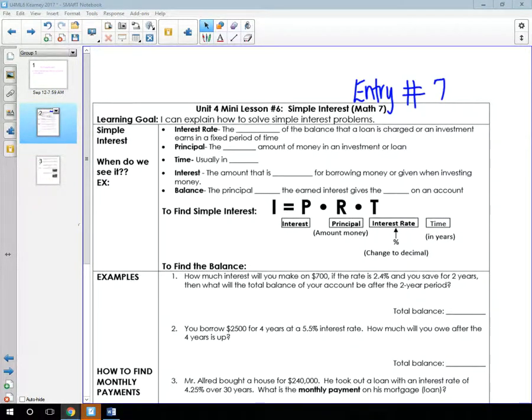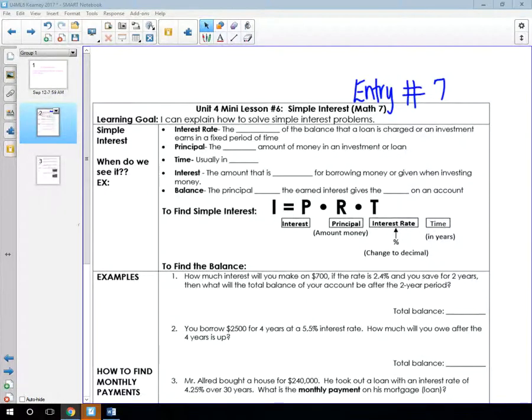So interest is money that's charged on a loan, or it could be something else. Let's say you decide to put money in a savings account, and the bank wants you to use their savings account. Then over time, instead of being charged, you actually earn interest. So at the end of 10 years, you should hopefully have more money in the bank account than when you first started, because it's earned interest over time, okay?